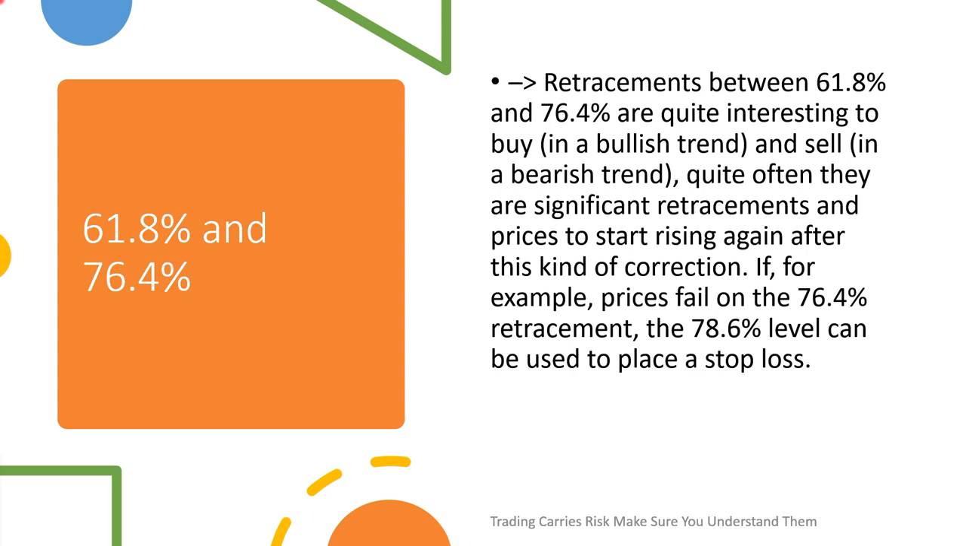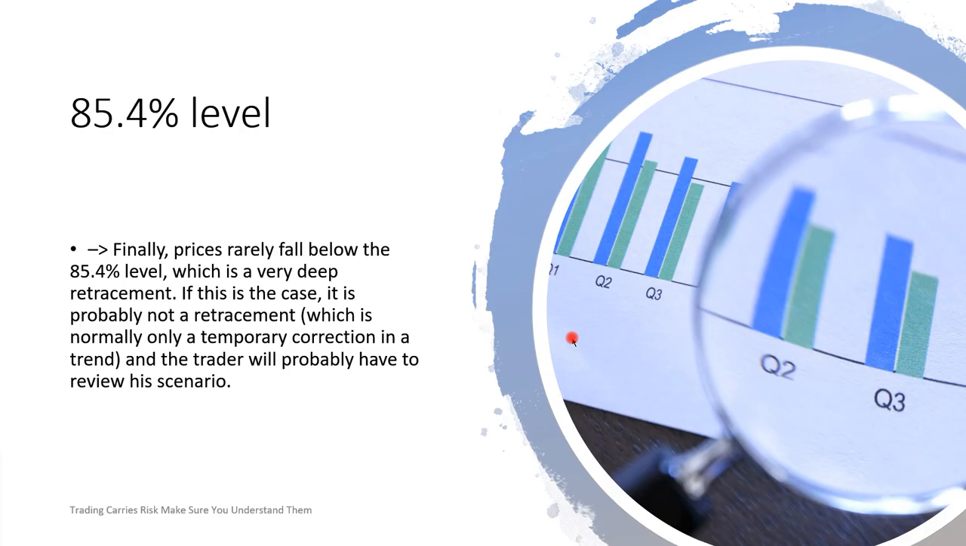Retracements between 61.8 and 76.4 are quite interesting too. To buy in a bullish trend or to sell in a bearish trend, quite often they are significant retracements and price starts rising again after this kind of correction. If, for example, price falls to the 76.4 retracement, the 78.6 level can be used to set your stop loss. Finally, prices rarely fall below the 85.4 level, which is a very steep dip. When you see it fall below that, you know you're actually in a reversal, not a retracement. So in this case, it's probably not a retracement.